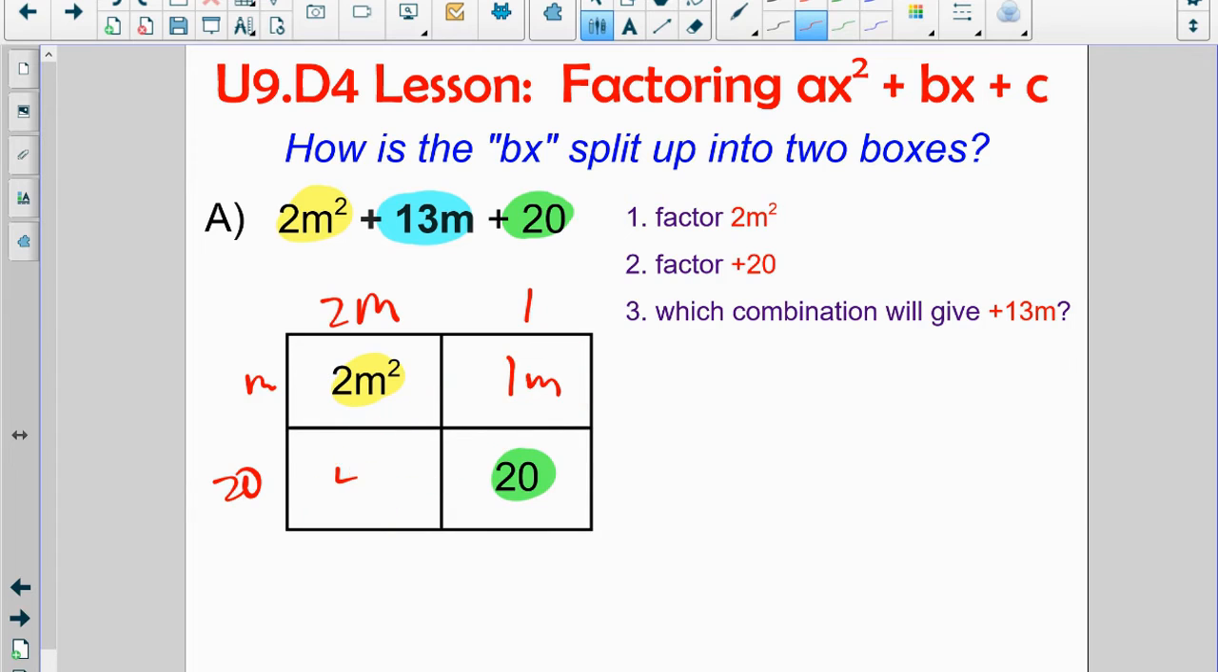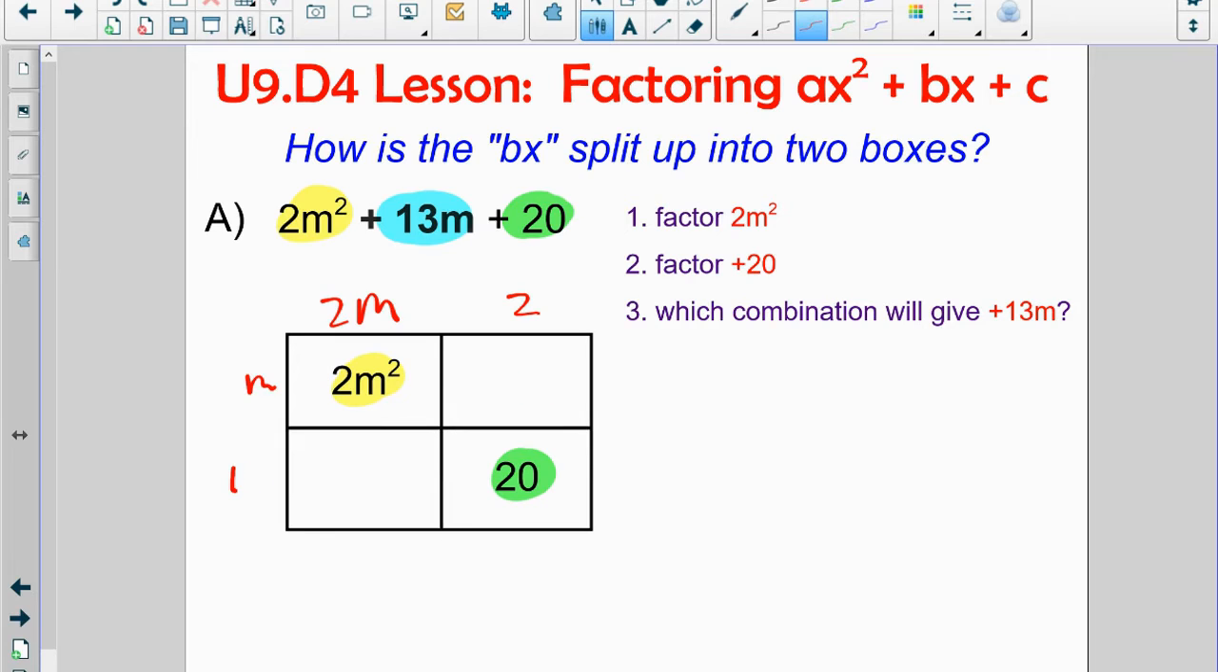So I know that I have the wrong combination for the factors of 20. It's not 1 times 20. So instead, maybe we try 2 times 10. Okay, and we just check. Well, 2 times m is 2m. 10 times 2m is 20m. And I can already tell that that's not going to add up to 13, or 13m. It's too big. So I go back. I try again.